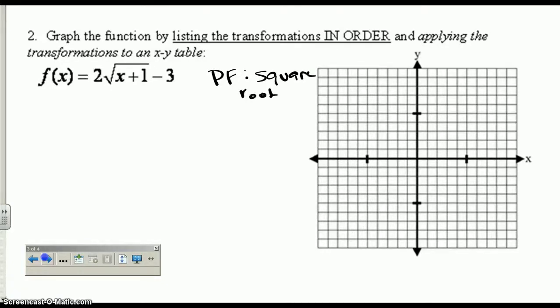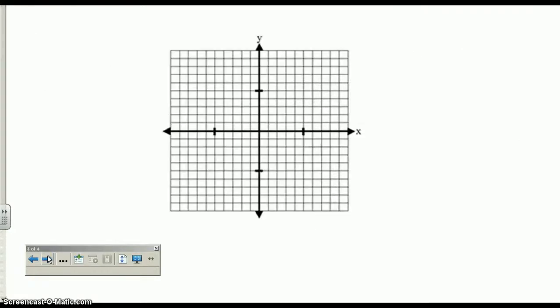Okay, so what I'm going to do over here is go to the next page and show you a few points that are on my square root function. So here's my square root function. Square root of 0 is 0. So I have one point is 0, 0. The square root of 1 is 1. So another point is 1, comma 1. Now I'm going to go to the next perfect square, which is 4, and the square root of 4 is 2. So these are 3 points on my square root function. This is the parent function here.